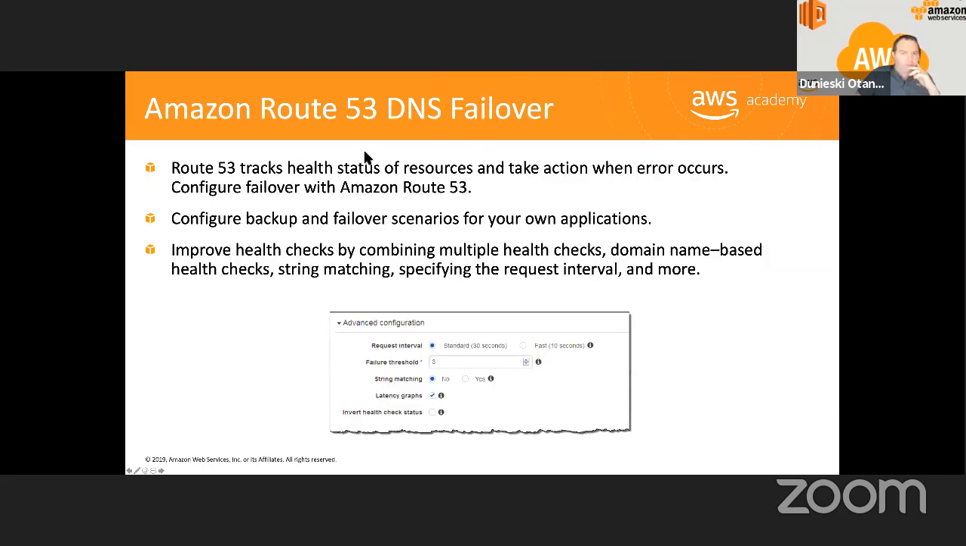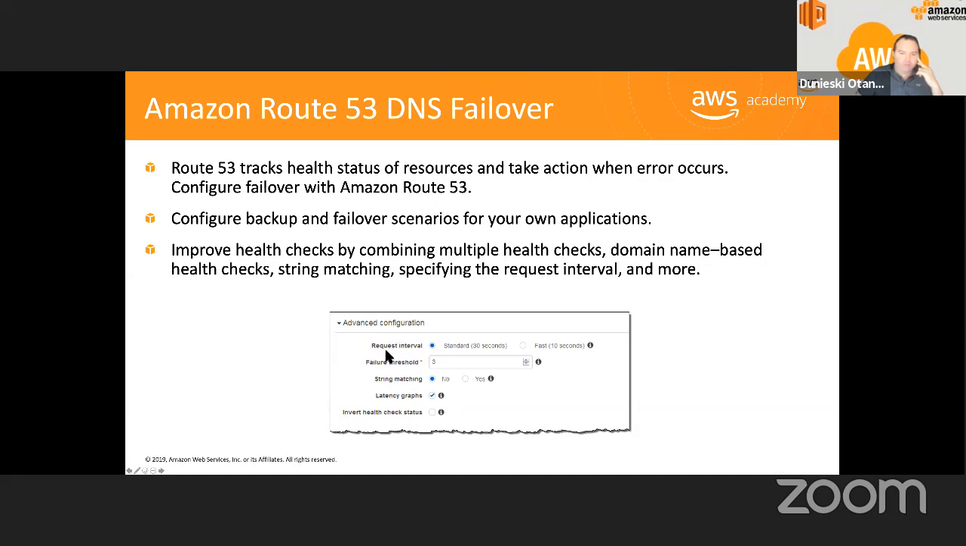Amazon Route 53 DNS failover. Route 53 tracks the health status of the resources and takes action when an error occurs. Configure failover with Amazon Route 53. So you can have here in the advanced configuration the failover threshold, like number 3, the seconds it would take. String matching, no. Latency graphs, yes. So you can fail over when one region is down. So that's basically what failover does.